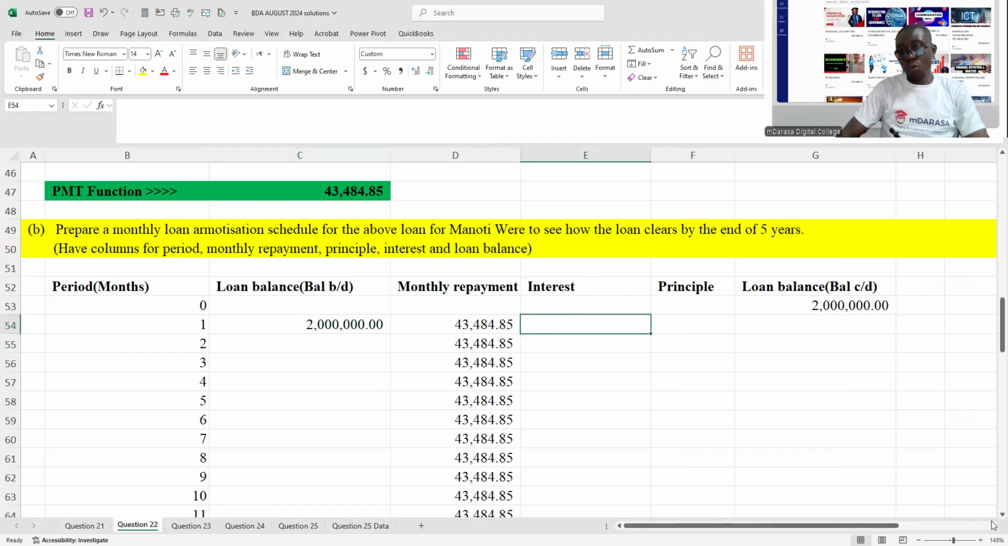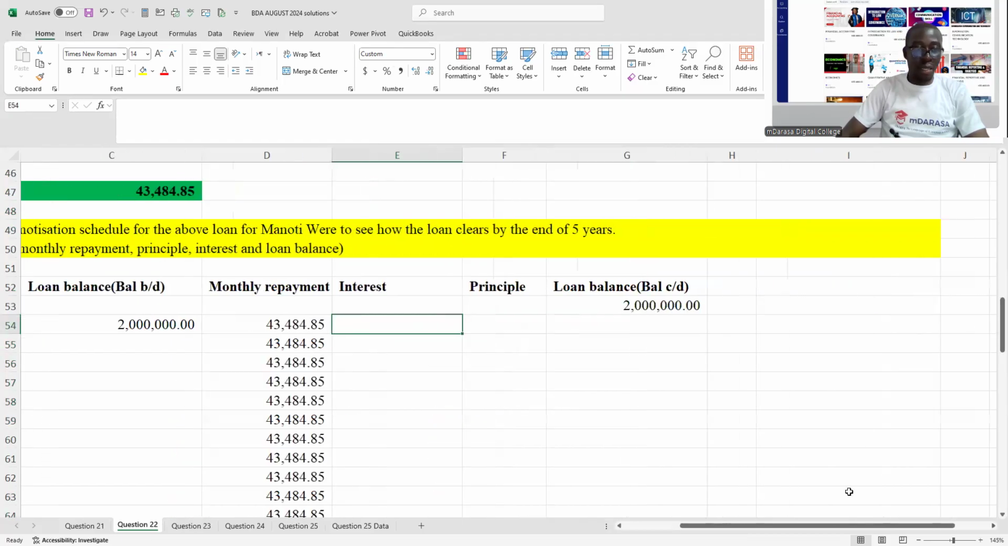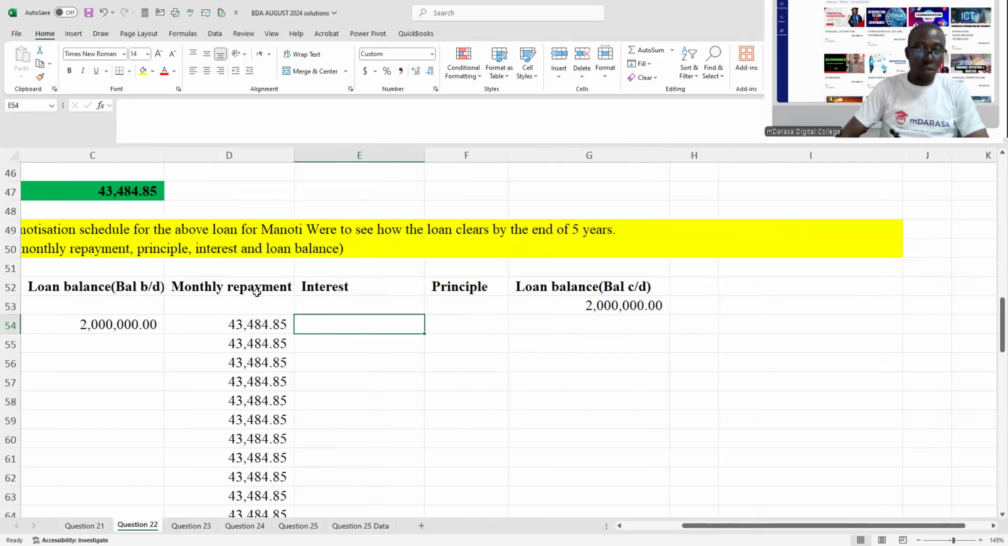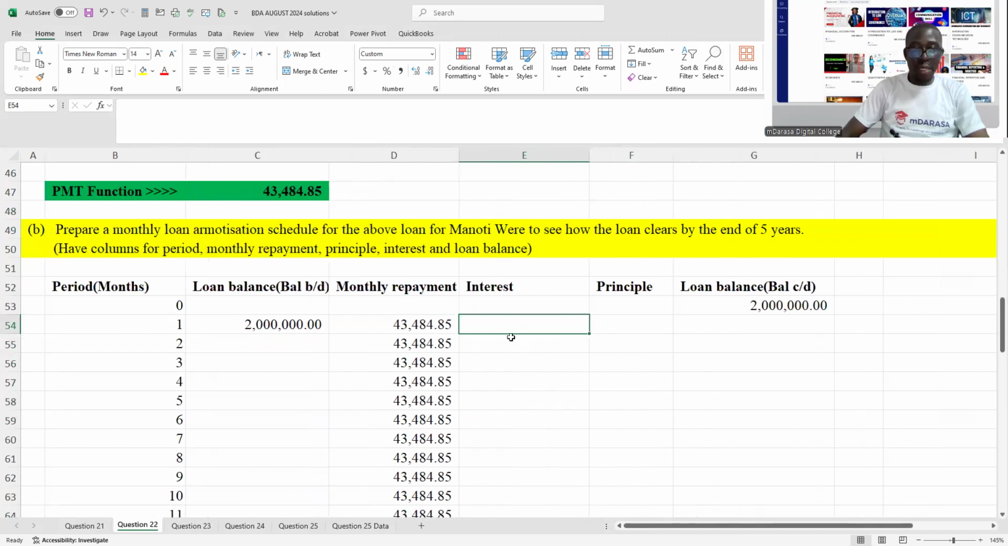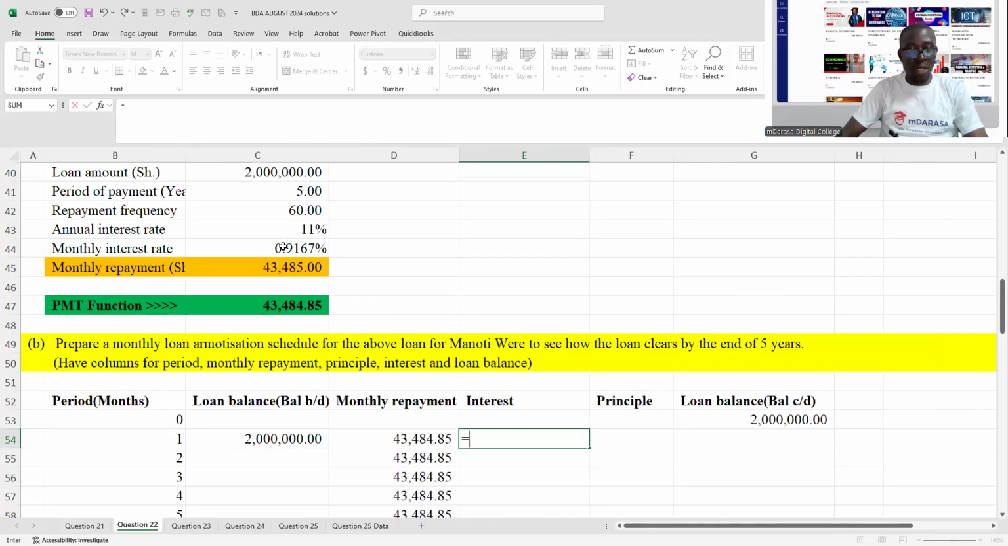Interest. How will you determine our interest given that it is monthly? This will be simple, my good students, because all I will be required to do here is simply take the interest value per month, which is 0.9167, and multiply by the loan balance at the beginning, which is 2 million. I know very well that interest will be constant all through, so you can take this chance and lock the interest amount, using F4.